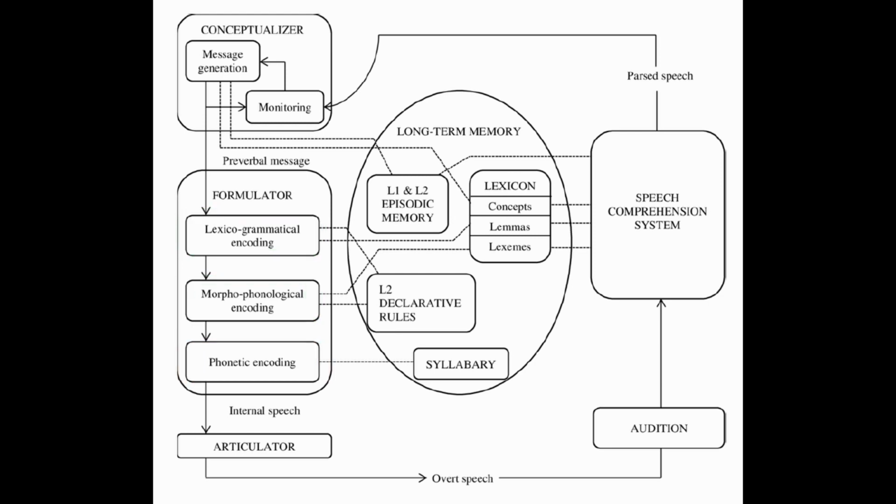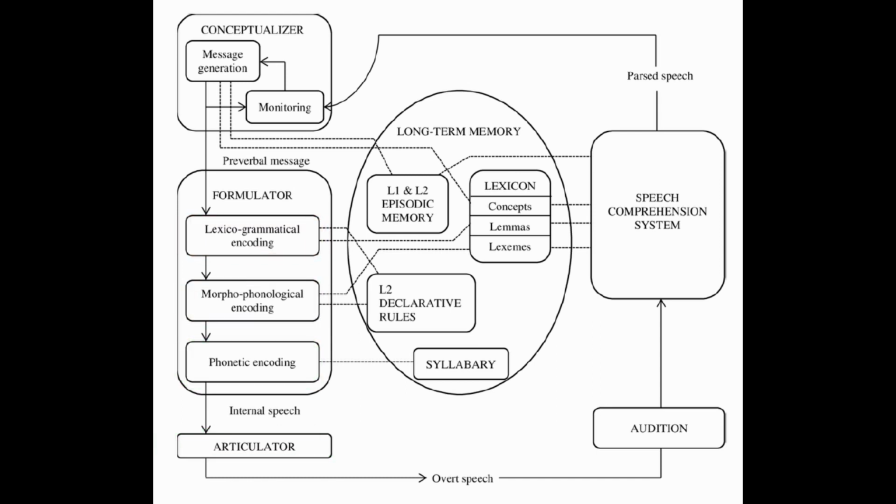For Skehan and Foster, fluency can function correctly with either accuracy and complexity, but never with both at the same time. In other words, by focusing on fluency, the use of more sophisticated words or their correct use are limited. In the model, we can see how improving fluency affects phonetic encoding and the articulator, but depending on the situation, it will also negatively affect lexicogrammatical encoding and morphophonological encoding.